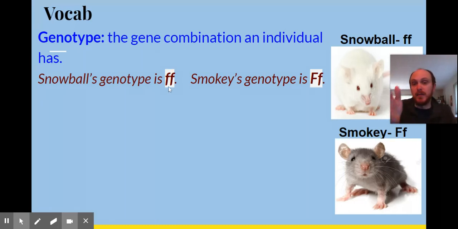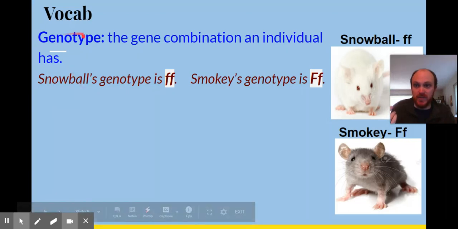Technically, it's two recessive alleles, another thing you could say. Homozygous recessive. I'm not going to make you learn that term. Smokey's genotype is big F, little f. These are the types of genes you can have. That seems pretty easy, right? The types of genes.